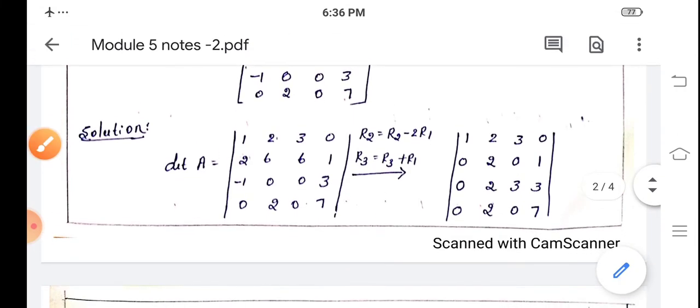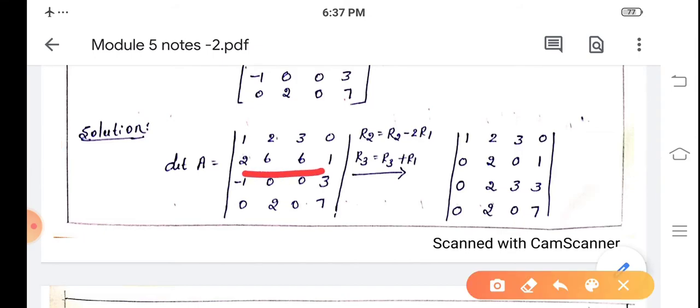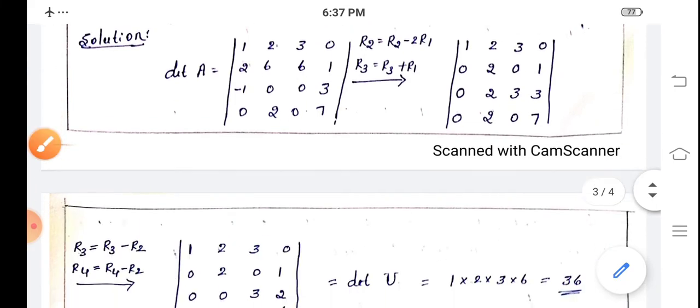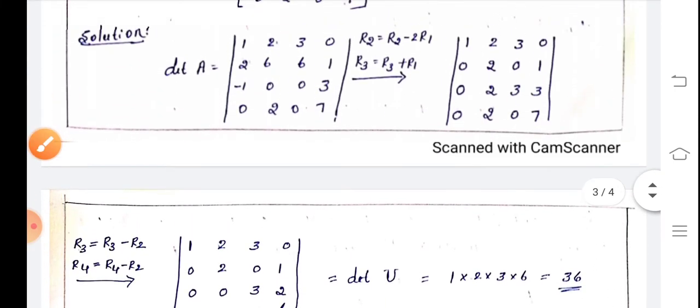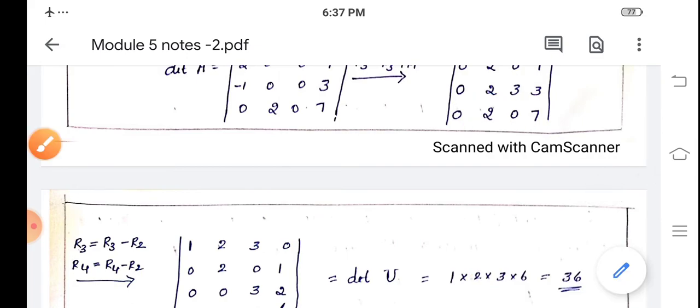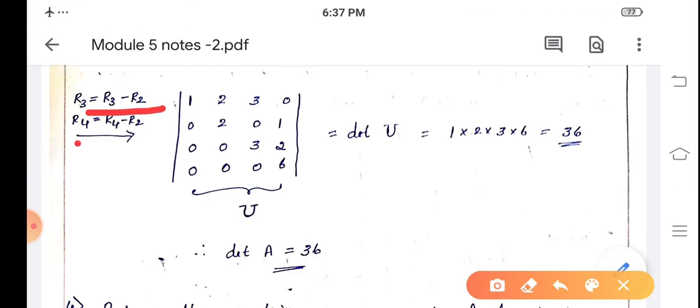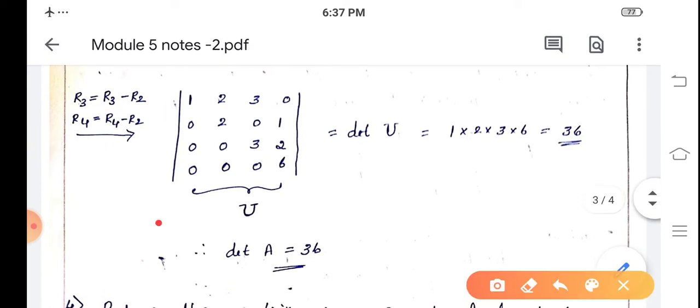Now, here we write row operation as R2 is equal to R2 minus 2 times R1, R3 is equal to R3 plus R1. Now we are getting determinant of first row 1, 2, 3, 0, second row 0, 2, 0, 1, third row 0, 2, 3, 3, and the last row is 0, 2, 0, 7. Again, we write the row operation for R2 and R3 to obtain echelon form. That is R3 is equal to R3 minus R2 and R4 is equal to R4 minus R2. Now we are getting determinant 1, 2, 3, 0, 0, 2, 0, 1, 0, 0, 3, 2, 0, 0, 0, 6.